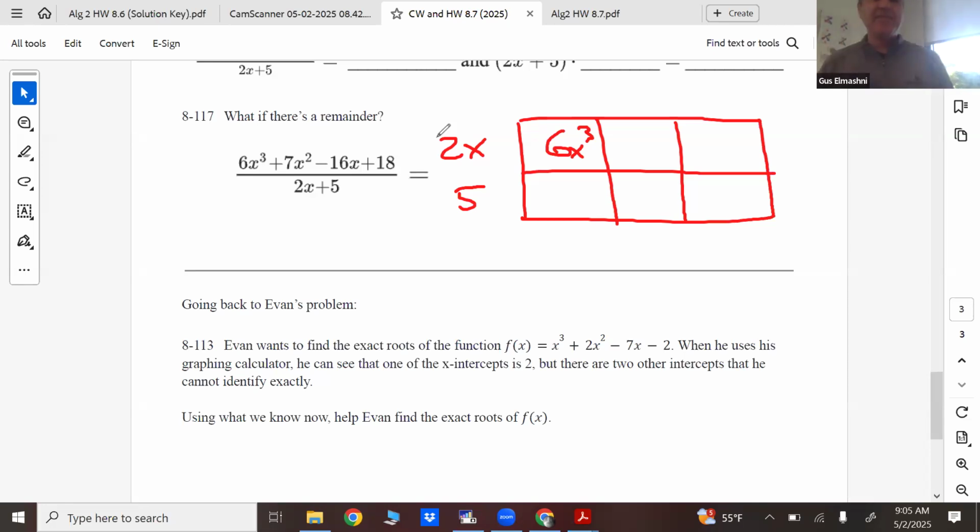Did you always know the first number on the top? Correct. The top number is always going to be the top left corner. 2x plus 5 goes off to the left. Now, what am I going to put in the top? What's going to go here, guys? What's this? 3x squared. Yes, 3x squared.